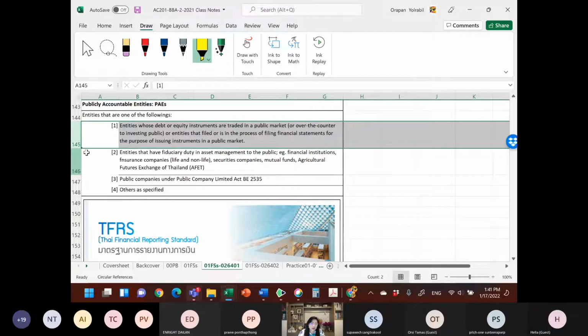And then, this would also include the companies that plan to get their shares or bonds traded in the public market as well. So even though right now they may not be listed just yet, if they are in the process of filing the financial statements so that later on they can get their company into the stock market, then in that situation, they are part of the PAEs as well.